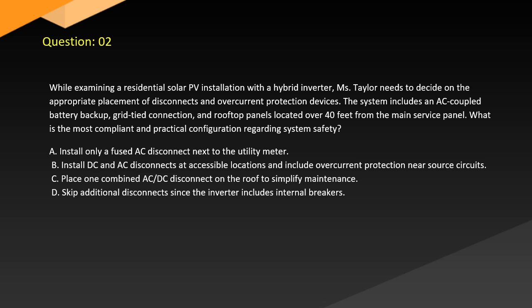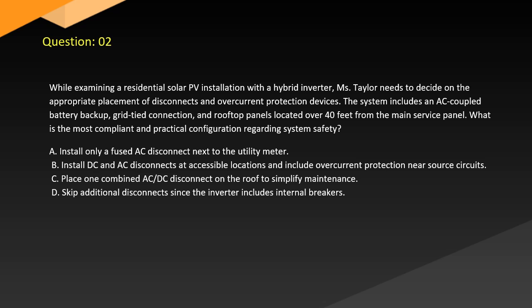Question 2. While examining a residential solar PV installation with a hybrid inverter, the installer needs to decide on the appropriate placement of disconnects and overcurrent protection devices. The system includes an AC-coupled battery backup, grid-tie connection, and rooftop panels located over 40 feet from the main service panel. What is the most compliant and practical configuration regarding system safety?